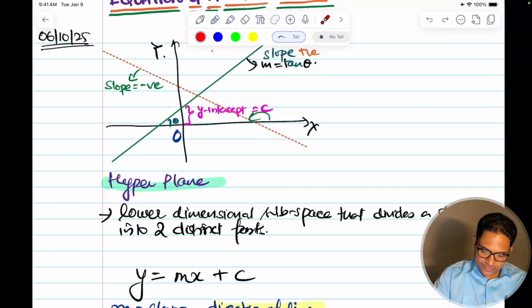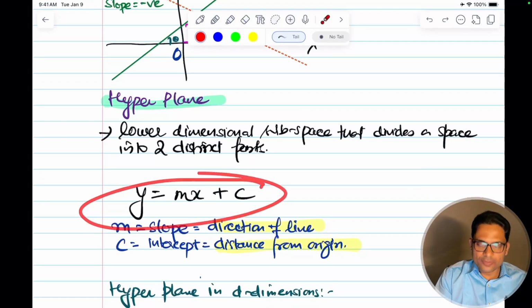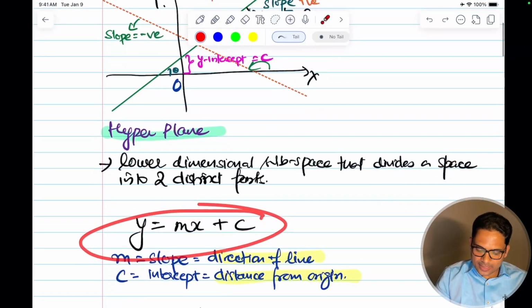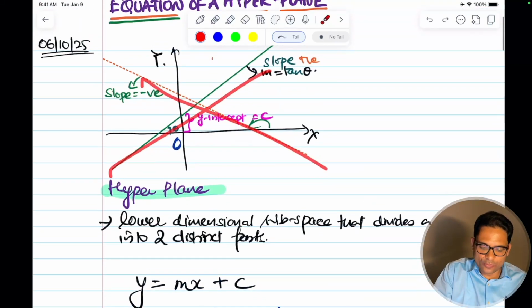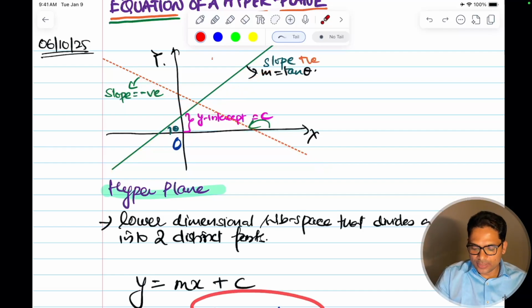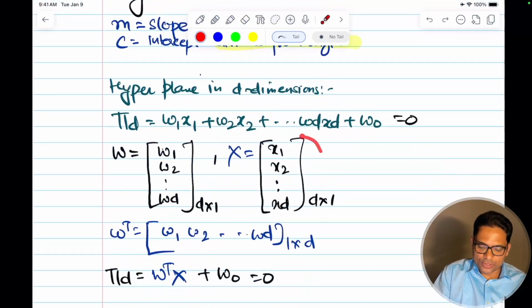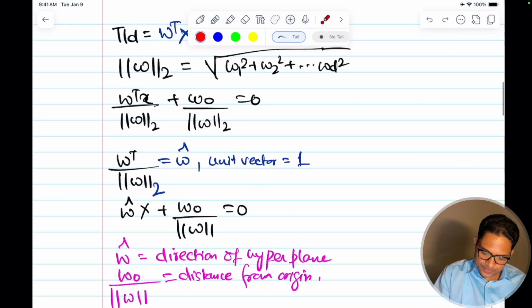Okay, and we took a simple example. We started with a line. Any line can be represented by m, the slope, that is giving the direction of the line, whether it is positive or negative, and the intercept, that is the distance from the origin, how far it is from the origin. Using that concept, we derived the equation of the hyperplane also.